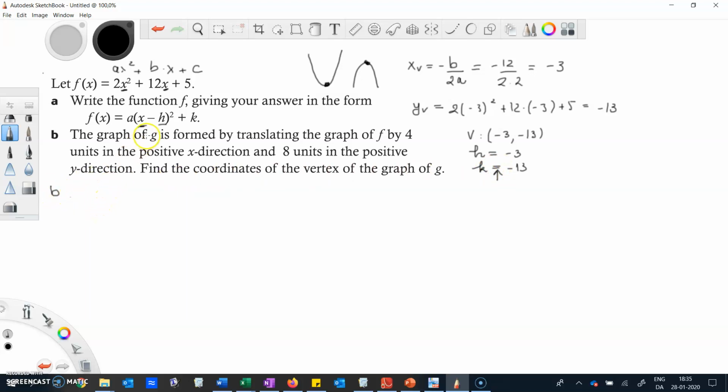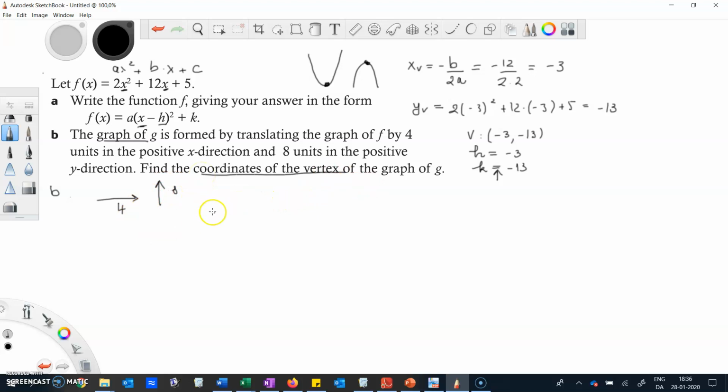In task B, they want a new graph, so they want a new function, g. This g is obtained by translating, so moving rigidly, the function f by 4 units in the positive x direction, and then you want to move f by 8 units in the positive y direction. They want to find the new coordinates of the vertex.